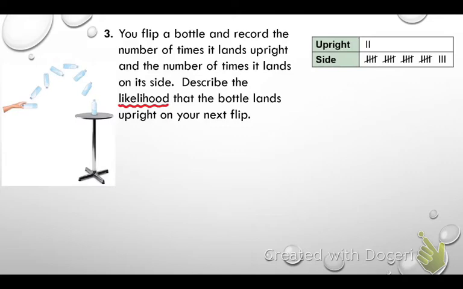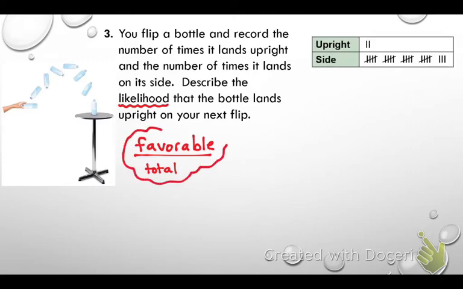So there is a formula I want you to have. Favorable outcomes. Write this down with your red pen. Remember, favorable is simply what we're looking for. And we're going to take the favorable outcomes and divide it by the total number of tries that we tried to do this experiment. So favorable outcome. What are we looking for? Are we wanting it to land upright or on its side? Upright.